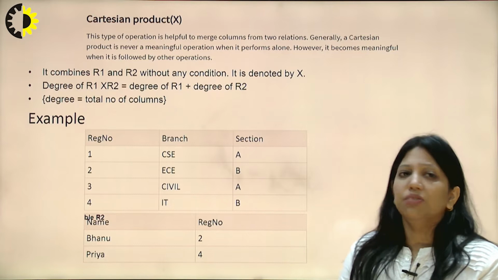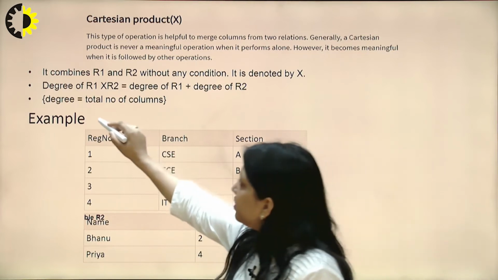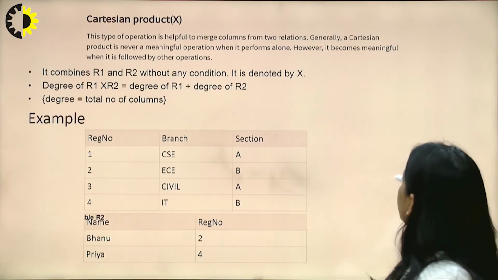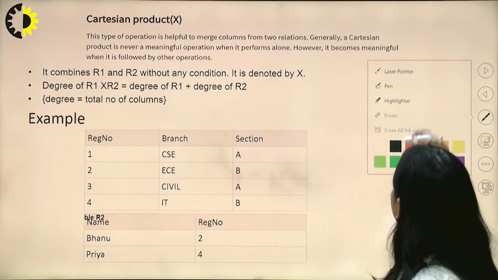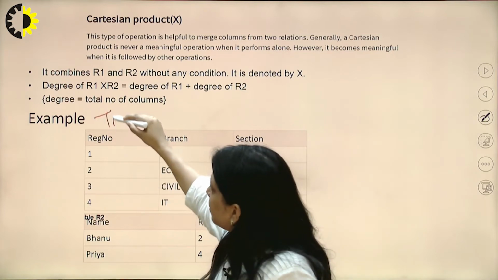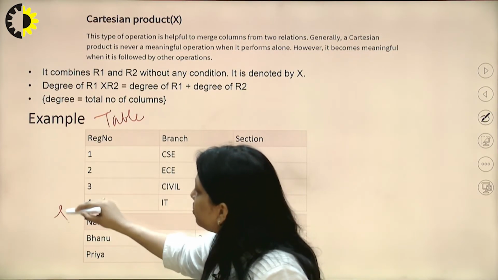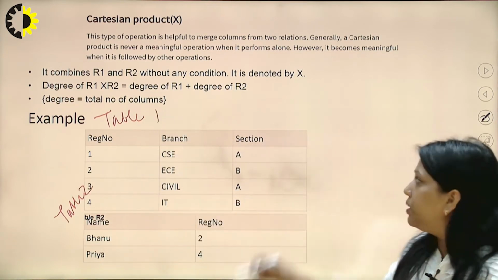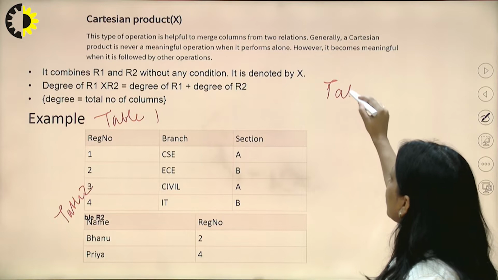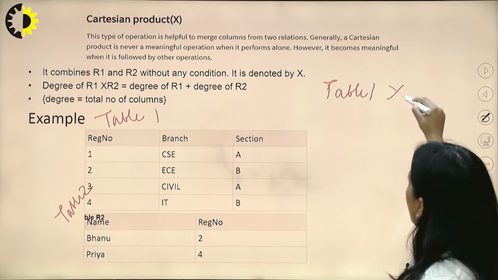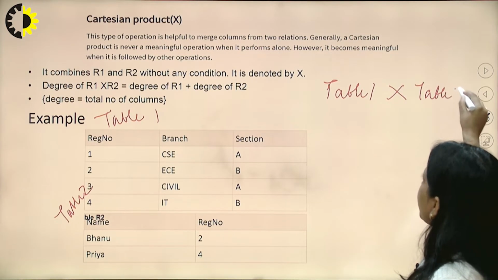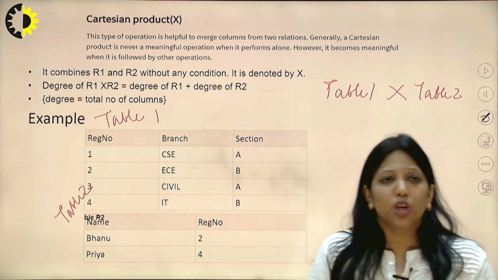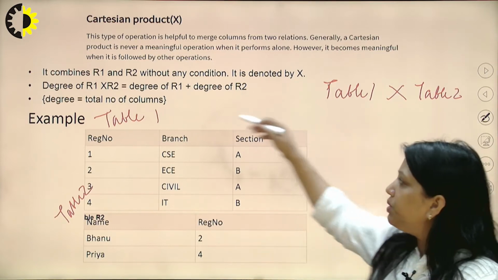These two tables are given to us. This is table 1 and this is table 2. If we want to apply the Cartesian product between these two tables, then the symbol that we use is table 1 cross table 2. This Cartesian product is also called the cross product. We sometimes know the Cartesian product by the name cross product. So we'll use the symbol cross between table 1 and table 2.